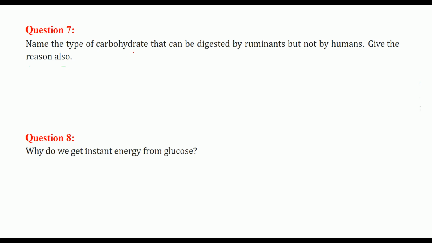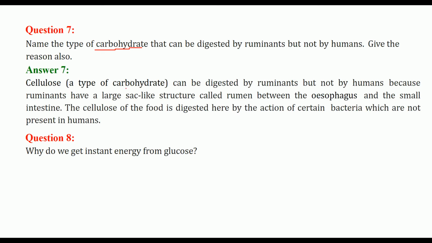Name the type of carbohydrate that can be digested by ruminants but not by humans. Give the reason also. The carbohydrate is cellulose. Cellulose can be digested by ruminants but not by humans, because ruminants have a large sac-like structure called the rumen, between the esophagus and the small intestine. The cellulose of the food is digested here by the action of certain bacteria which are not present in humans.